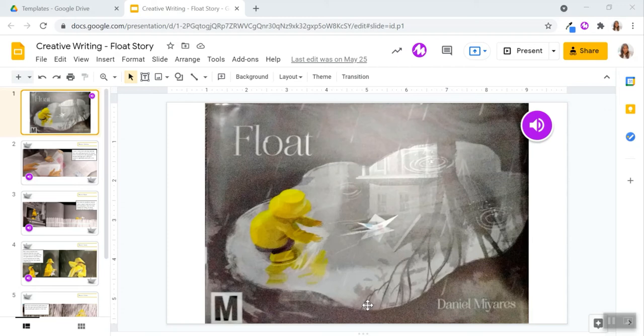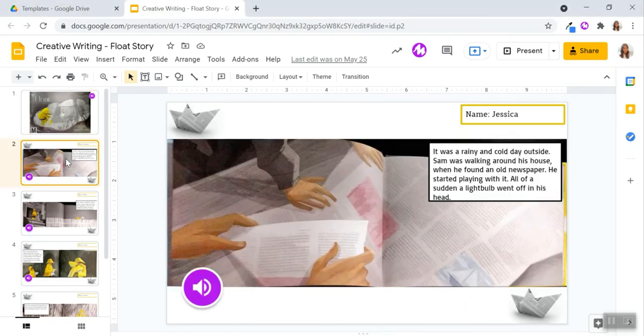So what I did was I shared this story with my class and then I had them write the story collaboratively as a whole. So I assigned each student a particular slide that they needed to write the story, so that each student took it in turns to write the story.